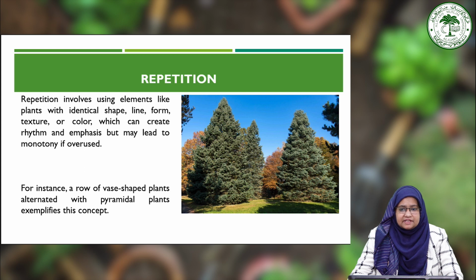Repetition in landscape design entails the utilization of elements such as plants with similar shape, line, form, texture, or color, which can establish rhythm and emphasis but risk monotony if excessively applied. Unity is reinforced through repetition, which can be rendered more captivating with alternation, introducing subtle variation in the pattern. For instance, alternating vase-shaped plants with pyramidal plants exemplifies the principle.